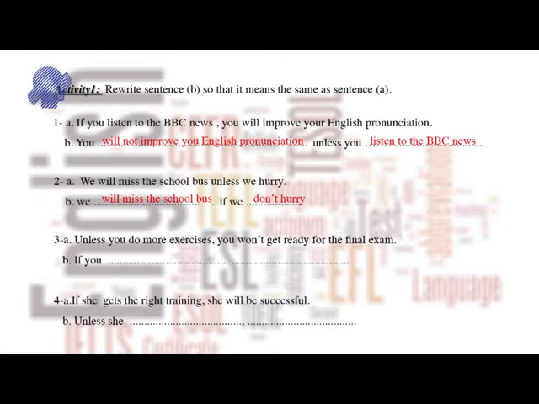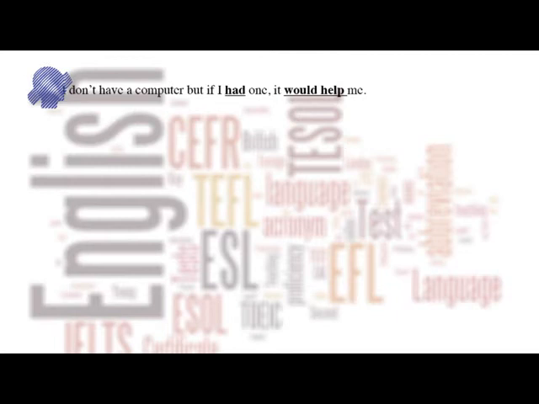Sentence 3, unless you do more exercises, you won't get ready for the final exam. And the sentence will be: if you don't do more exercises, you won't get ready for the final exam. And the last sentence, if she gets the right training, she will be successful. Unless she gets the right training, she won't be successful. Right, good. Now let's move to other types of if clauses.